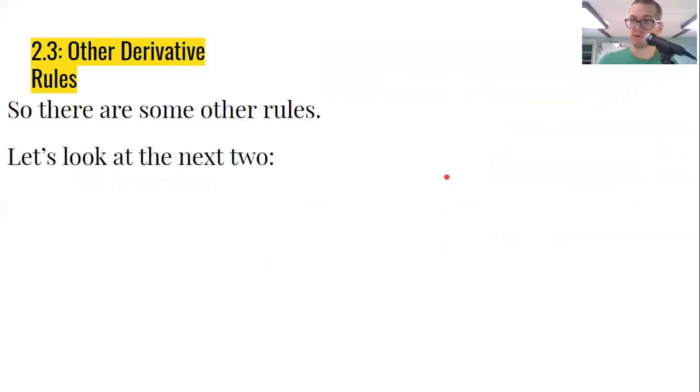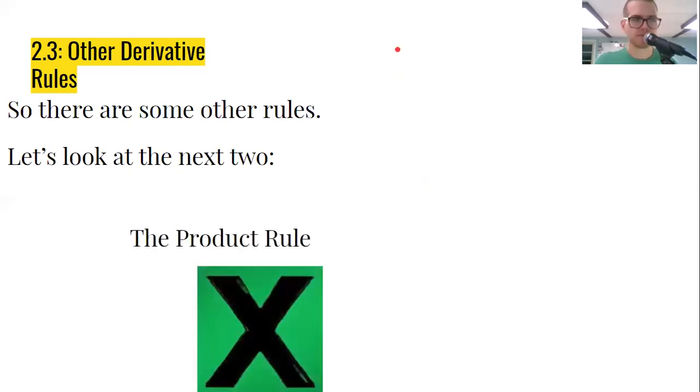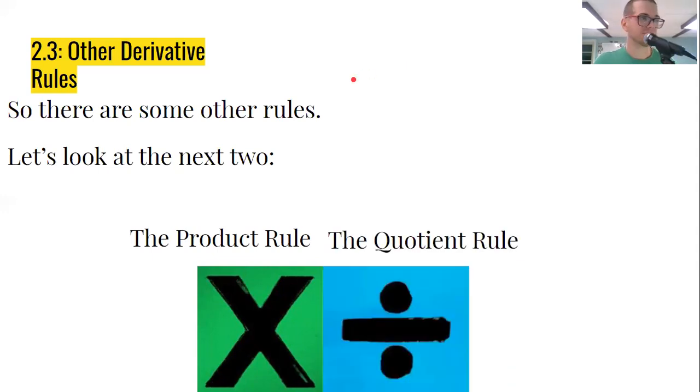So here are some other rules. There are several more. There's 2 more in particular I want to point out. The product rule and the quotient rule.